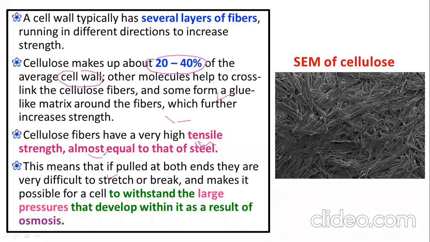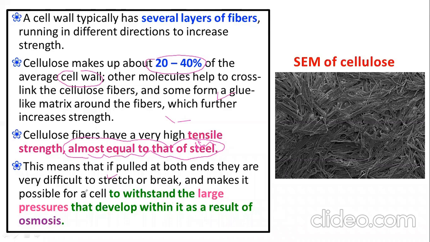So be clear here. This sentence means that cellulose fiber has high tensile strength, just like steel. We will say that it's just like steel. It can tolerate pressure. It's not exactly almost equal to, but we will modify this sentence: just like steel, it is very strong. Okay.